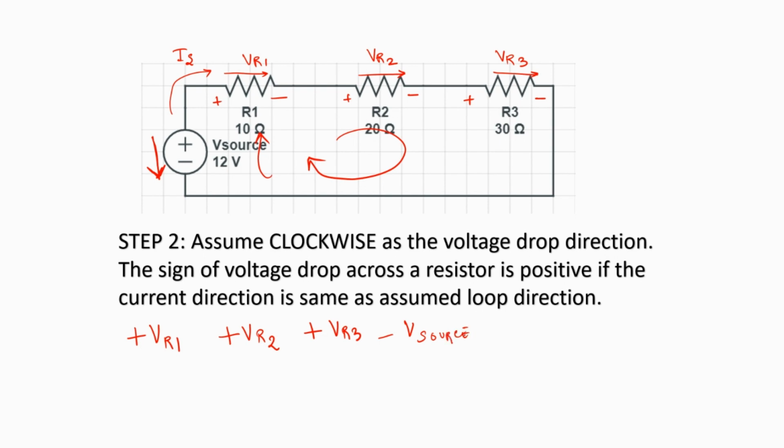Now, as per the KVL statement, the sum of voltage rises and voltage drops within a loop should be equal to 0. So that's how simple it is to frame a KVL equation for a loop. Just follow the two-step method.